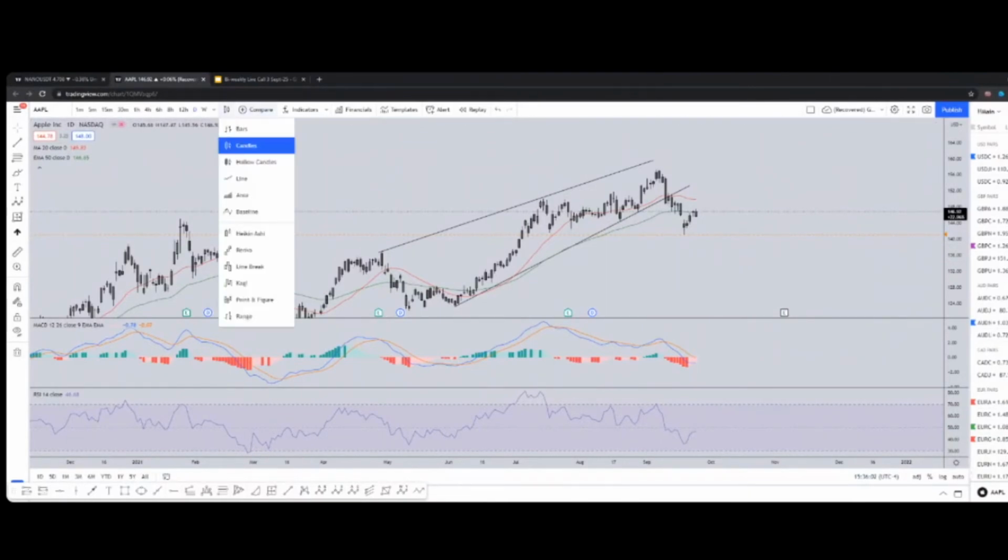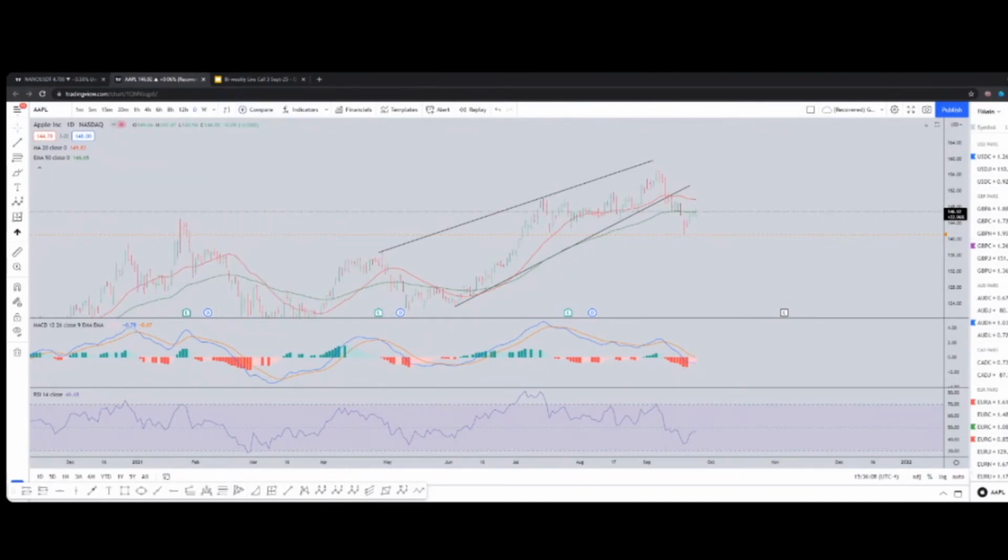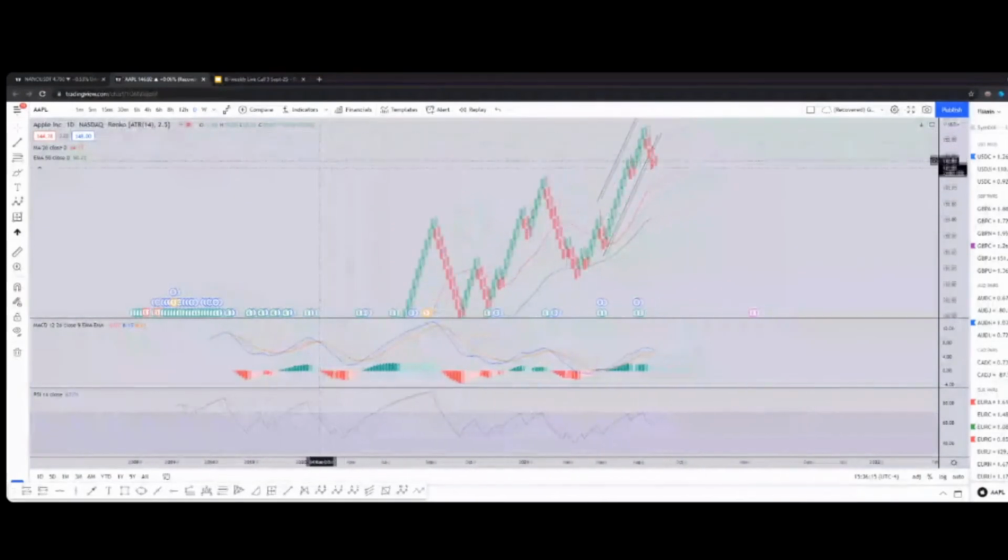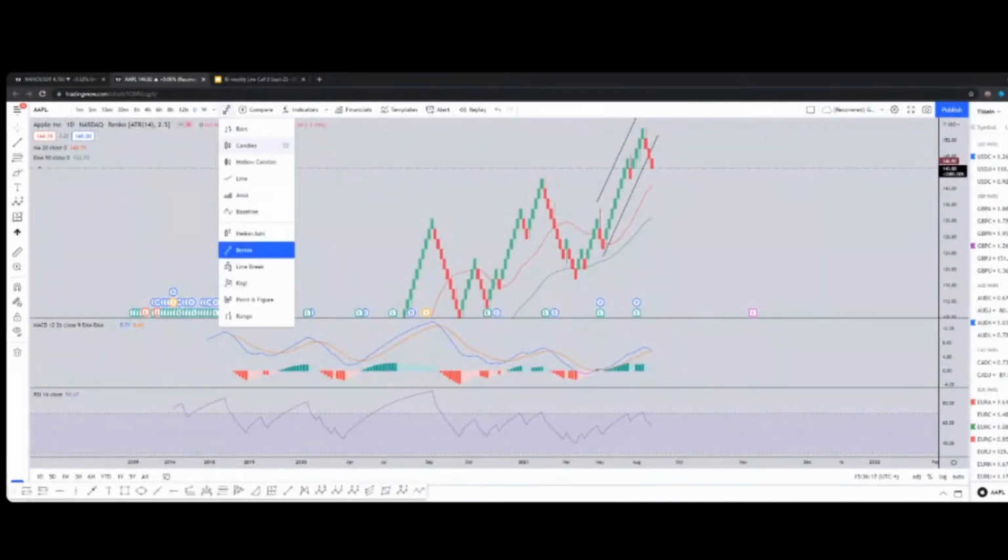I apologize. Not just can you use candlestick charts, but they have every single type of chart you could think of. They have bar charts, which I like to swap out and use sometimes. They have line charts, area charts, baseline charts. You might not have even heard about Renko charts. Here's what a Renko chart looks like. So lots and lots of options, obviously.